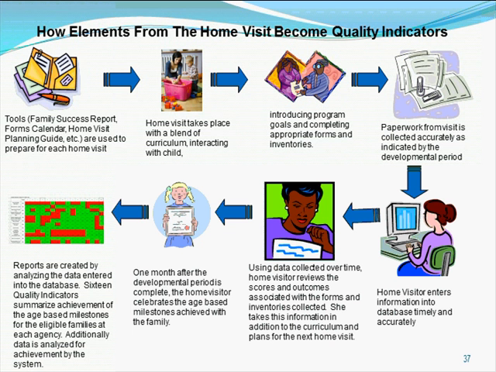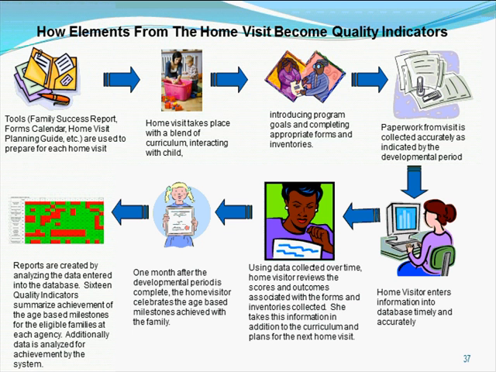become quality indicator metrics. So there are tools that are used to prepare for each home visit. The home visit takes place. Paperwork is collected over in the right corner. That paperwork is entered into the database timely and accurately. Then this allows the home visitor to think about the outcomes and the scores that were associated with the data that they collected and use this information, in addition to the curriculum being used, to plan her next home visit.